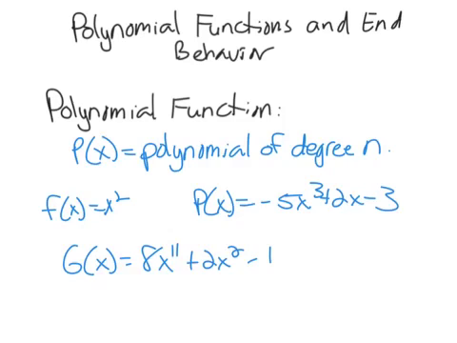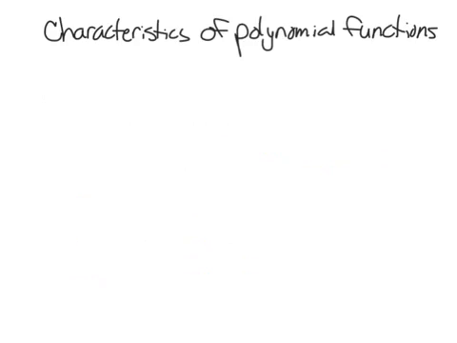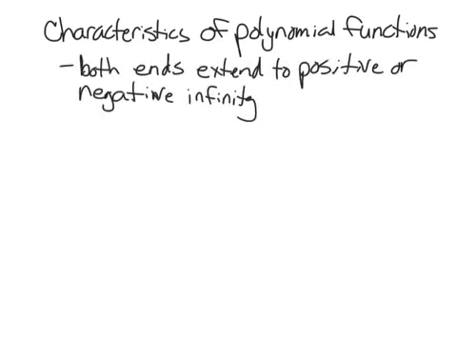Okay, so polynomial functions, all of them have similar characteristics, which is what we're going to talk about next. So we're going to list the typical characteristics of polynomial functions. The first characteristic is that both ends extend to infinity. They don't terminate. We're going to talk about this later. It's called the end behavior. The ends of the function are either going to go to positive or negative infinity. Here's our symbol for infinity, just so you have it: positive or negative infinity.